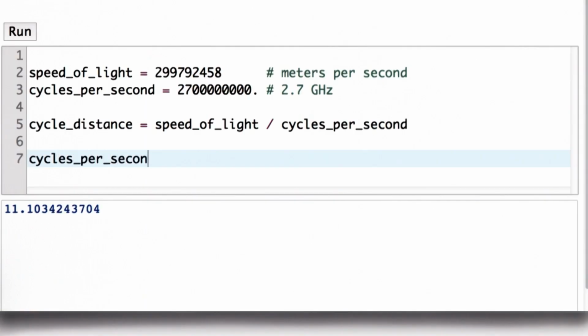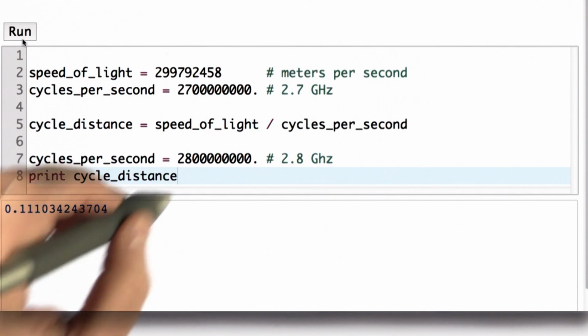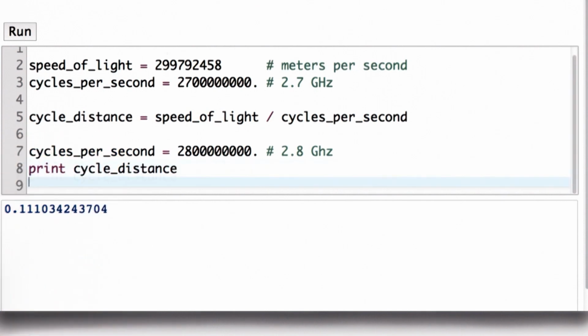We could change the value of cycles per second. Suppose we have a faster processor. Now we've upgraded. We've got a 2.8 gigahertz processor. Now, that doesn't affect the value of cycle distance. This was already computed with the old cycles per second. We still get the result 0.111.